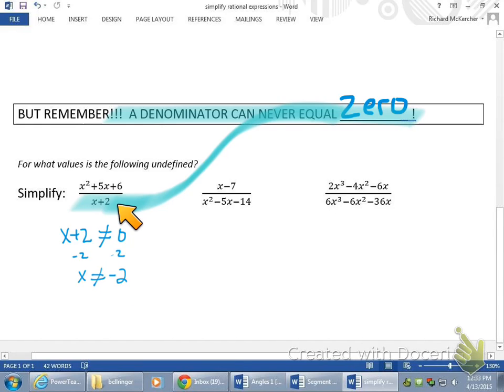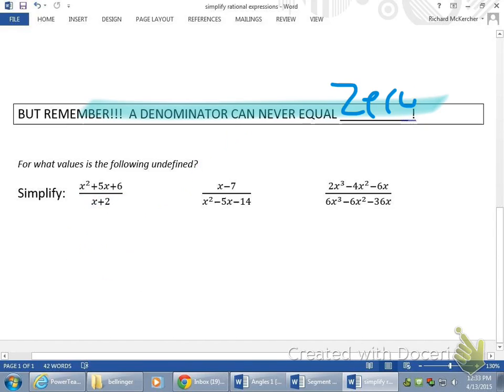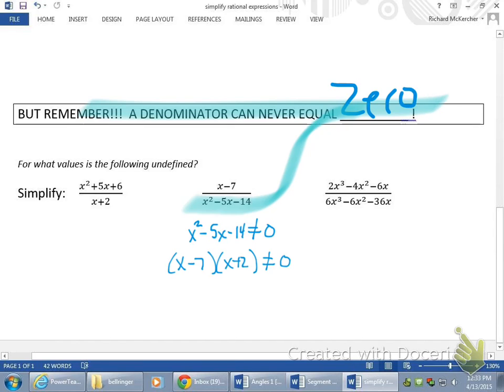Now, if I wanted to simplify this, I've already done that. We just did that problem, so you know the answer to that already. But that answer is only valid whenever x is not equal to negative 2. Same thing for this next one. I know that a denominator can never equal 0, so I'm going to factor that denominator and say it's not equal to 0. Now, we've already done this problem. Remember, we factored it up here. And at this point, I set each of those not equal to 0, and find out that x cannot be 7, and it cannot be negative 2.